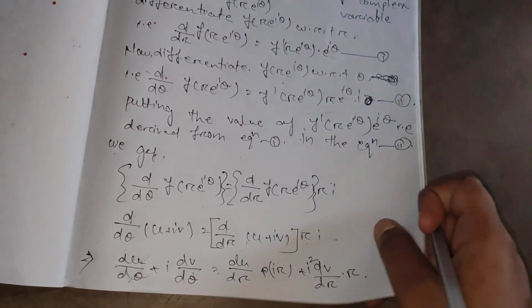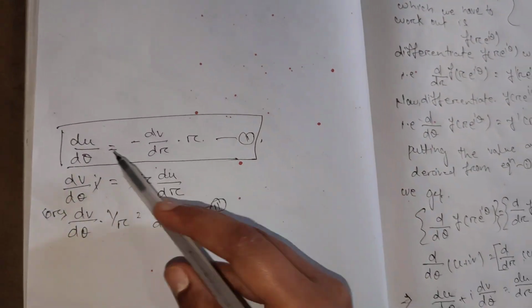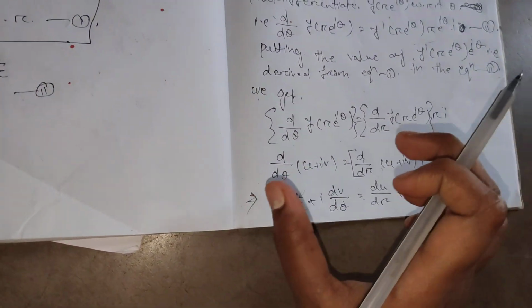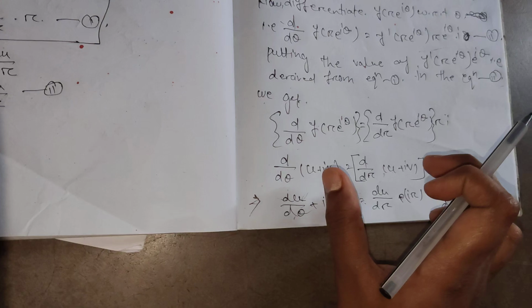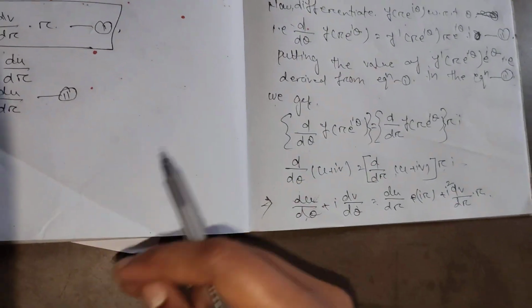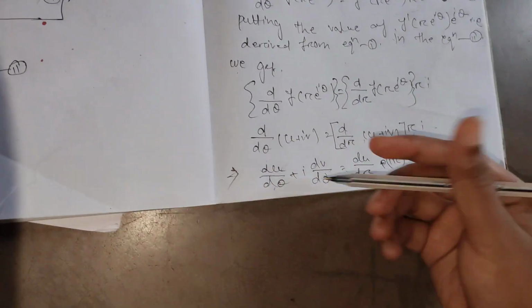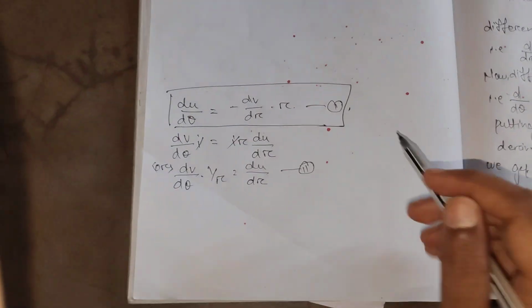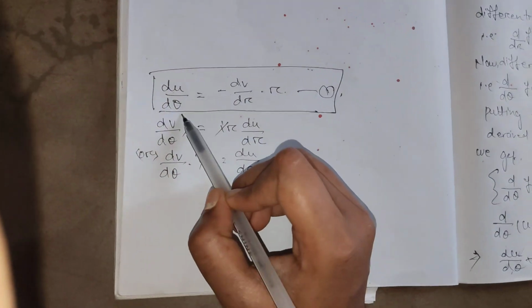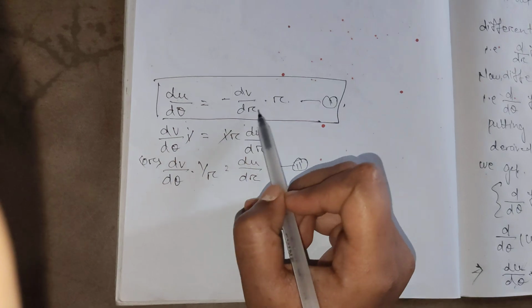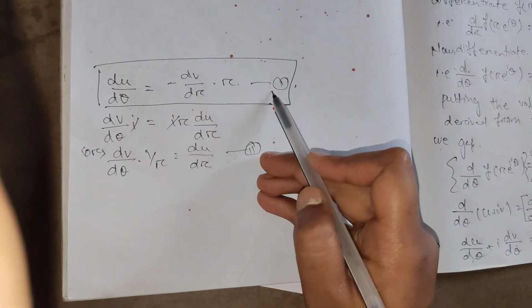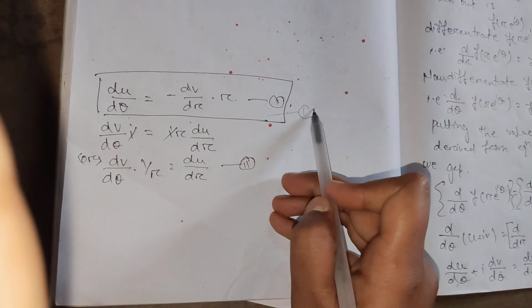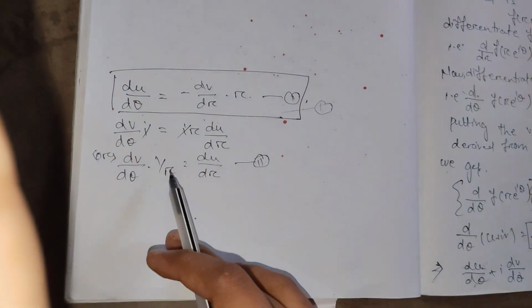From these two equations we can get here du by d theta. Let us equate all the terms without iota and next all the terms with iota. So du by d theta is equal to minus dv by dr. I have written here du by d theta is equal to minus dv by dr. This is the equation 1, or the condition 1, of polar form in CR equation.